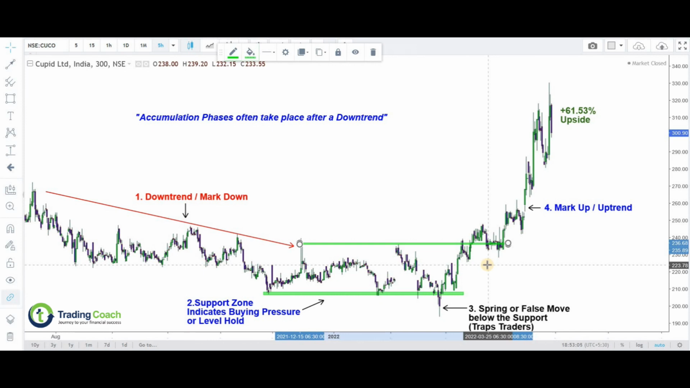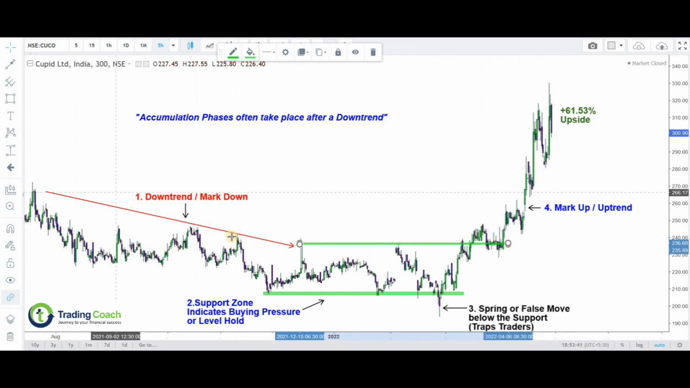So what Wyckoff usually tells us is that once you see this kind of a spring in the third stage, you should try to take some positions, but he recommends us to take a very small quantity of positions here. Right after that, when the prices break through this specific resistance zone, he recommends us to add a few more contracts, or a few more quantity of stock in this particular case, so that we can capture a nice upside of the markup phase. So this is how the accumulation phase usually works out.